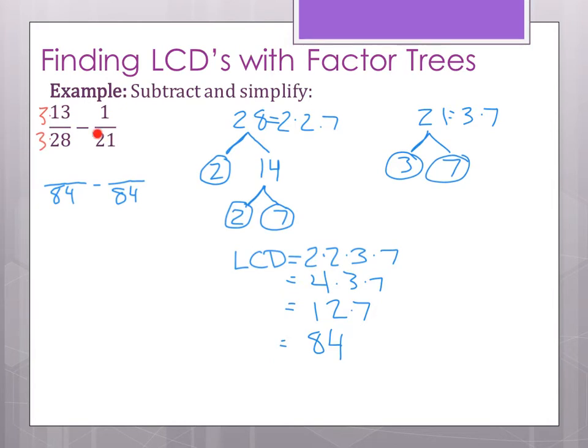Same thing for 21. I need to figure out what I need to multiply 21 by to get 84. If I look at my list of primes for 21, I get 3 and 7. And if I compare that to the list in the LCD, I've got the 3, I've got the 7, but I don't have these two 2's. If I multiply these two 2's together, I get 4. That means I have to multiply 21 times 4 to get to 84. So the top gets multiplied by 4, and the bottom gets multiplied by 4 to get equivalent fractions.